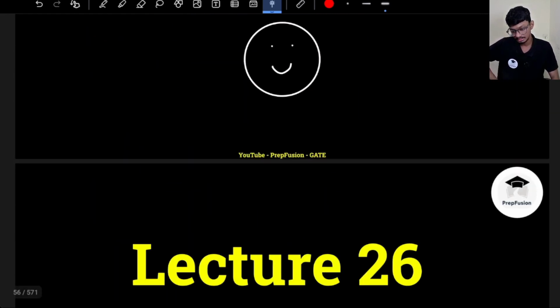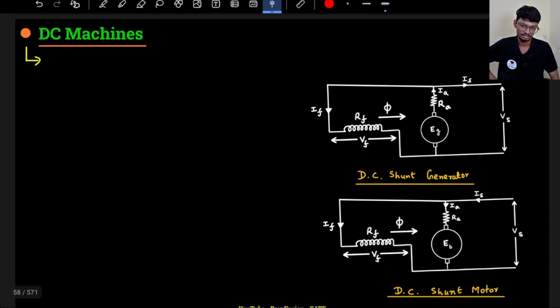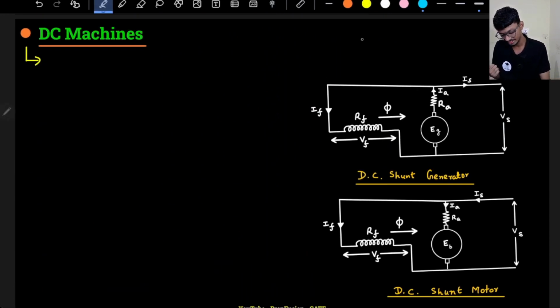So now let's come to another type of machine, that is the shunt wound. In case of shunt, it is self-excited, right? What do we mean by self-excited? If we see this time, I don't have any separate supply for the field winding.